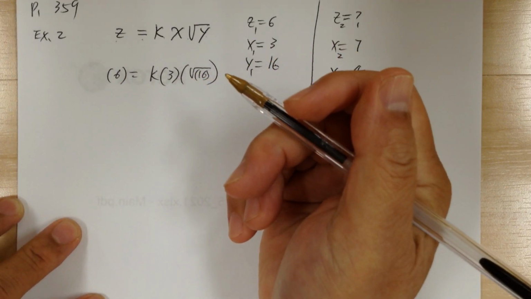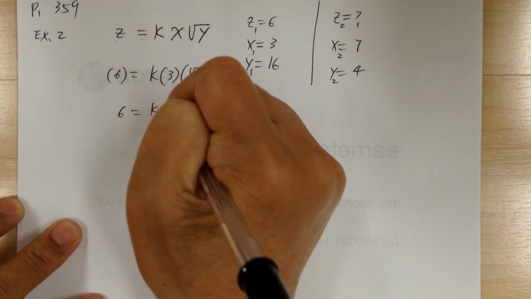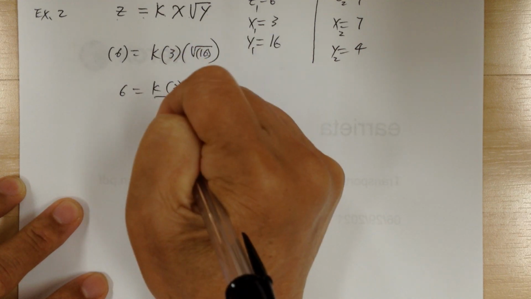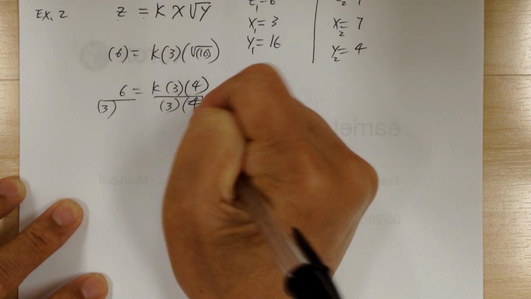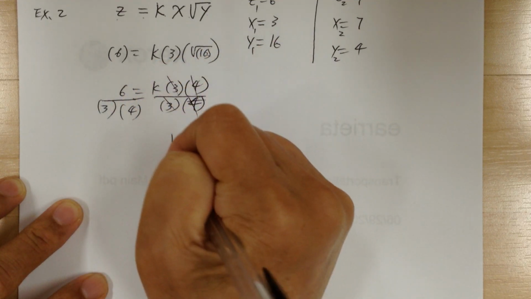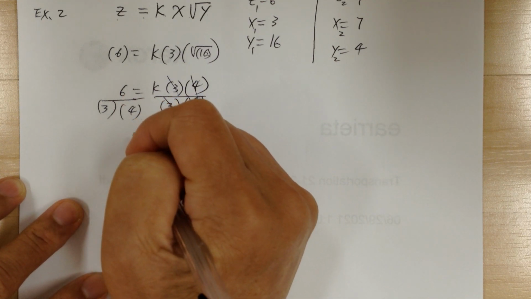Okay, so you can simplify this first. So you got 6 is equal to k times 3 times 4. To solve for k, I'm going to divide both sides by 3, and I'm going to divide both sides by 4. Okay, so this will cancel out. So k equals 1/2 or 0.5.